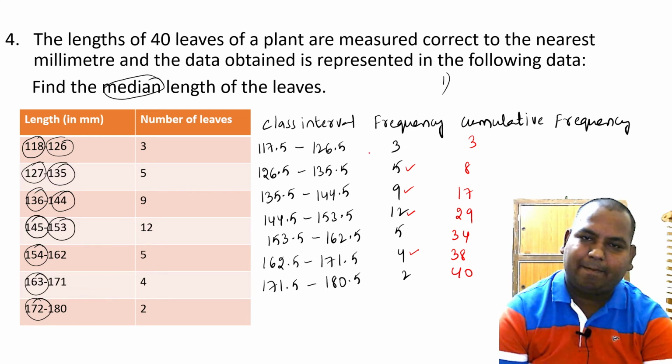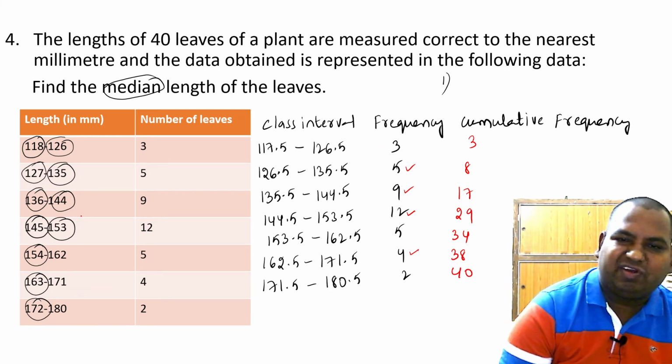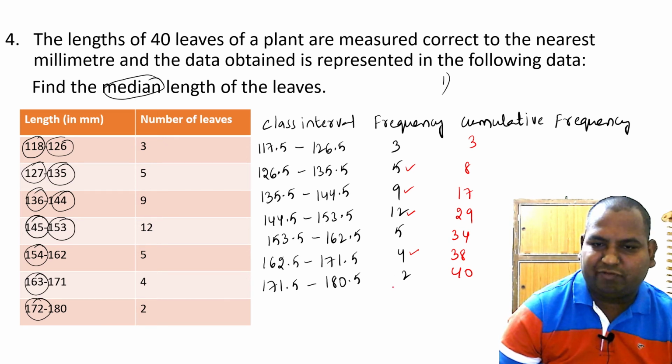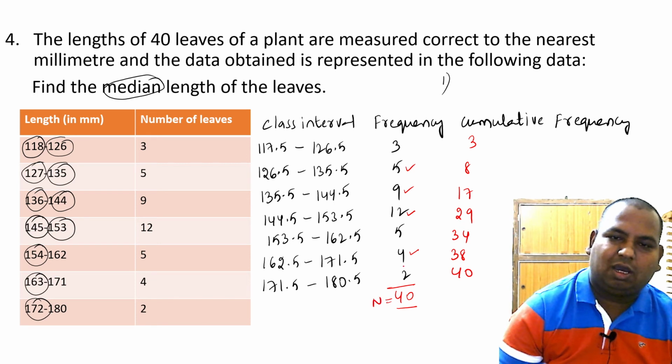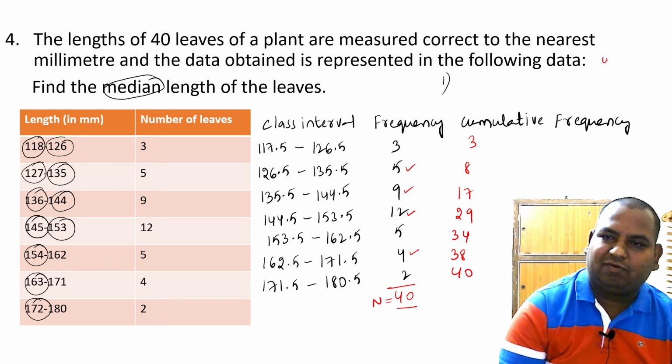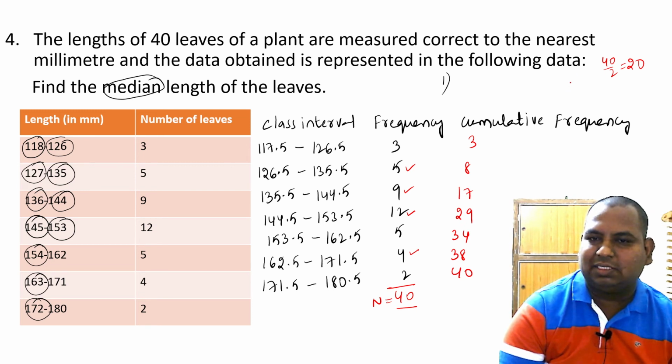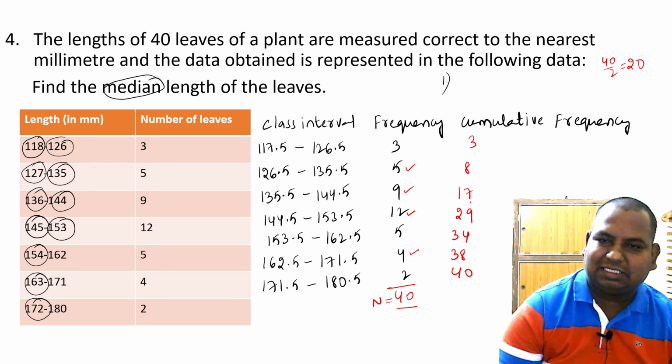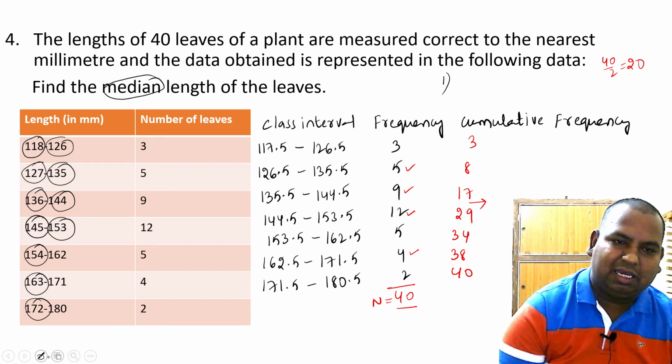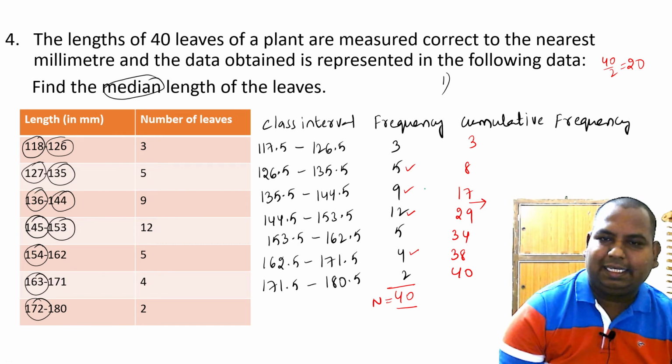Next, we have to find the median class. How to find the median class? We need to add up all frequencies. We'll get 40. Now, we should take half of 40. Half of 40 is 20. Now, search for 20 in the cumulative frequency. 20 lies between 17 and 29. The bigger value is 29. The class interval having 29 as cumulative frequency is the median class. This is the median class.